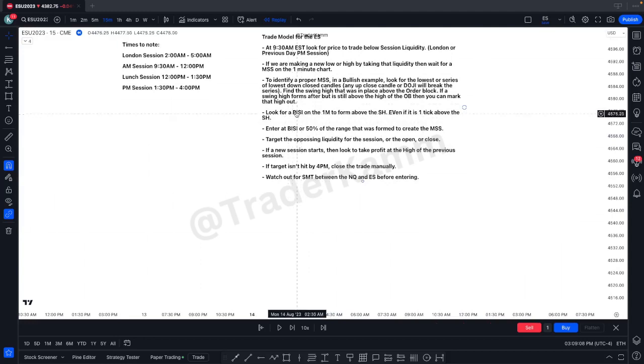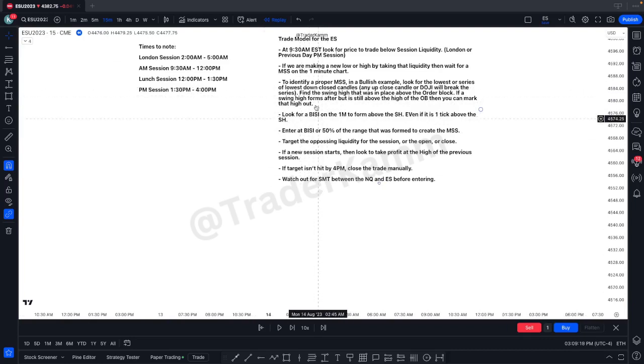And then once we find the market structure shift, we're going to look for a buy side imbalance, sell side inefficiency above our market structure shift to tell us to go long. This is a long scenario that I have these rules written out for. We want to mark up 50% of the displacement that causes the shift and look to go long there, targeting the opposing liquidity of the session or the open and close.